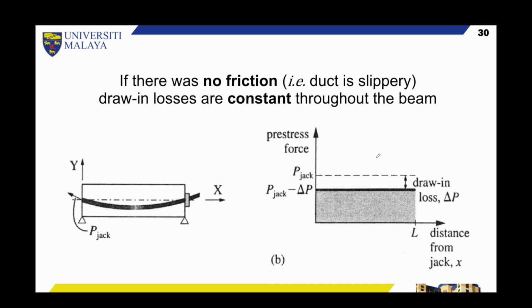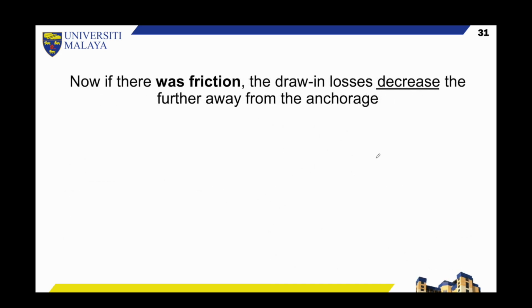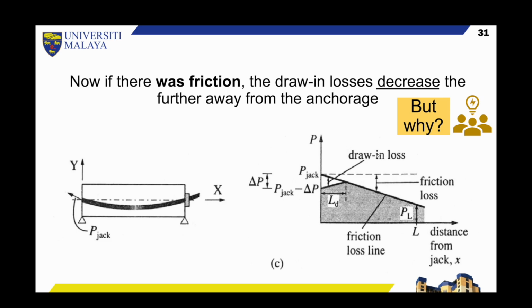But in reality, there is some friction, which we mentioned before, the frictional losses. These draw-in losses actually will stop at a certain point inside the beam due to friction. So as we get further away from the anchorage, the draw-in losses decrease.